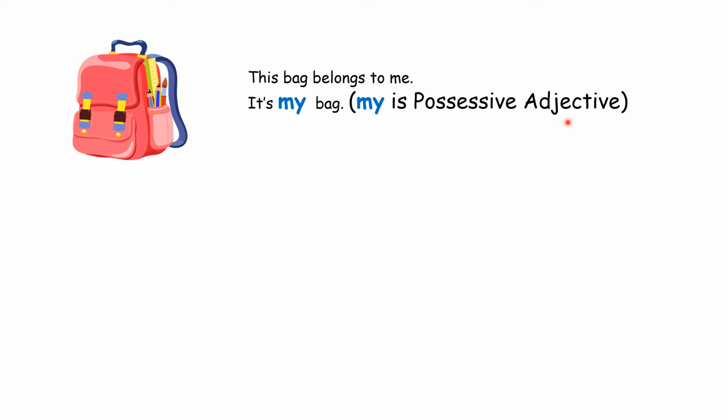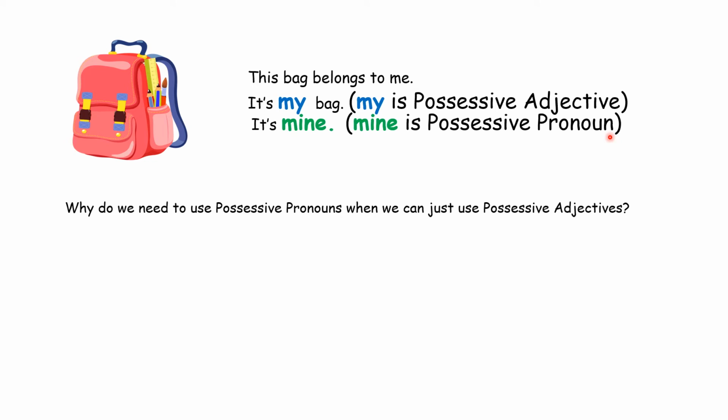Or I can also say, "It's mine." It's still refers to this one bag, and mine is the possessive pronoun referring to myself. Why do we need to use possessive pronouns when we can just use possessive adjectives? We need possessive pronouns so that we can reduce repetition of words in a sentence.